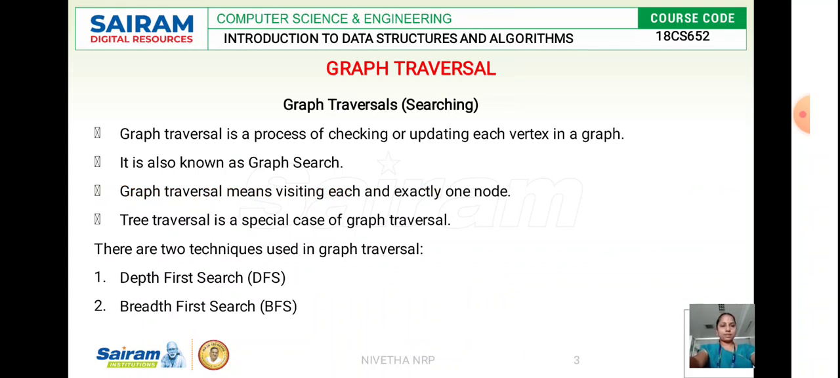We already know what is a graph. A graph is nothing but a non-linear data structure, and it is defined by G = (V, E). What is V here? V is the number of vertices and E is the number of edges. So the vertices and edges connected together form a graph.